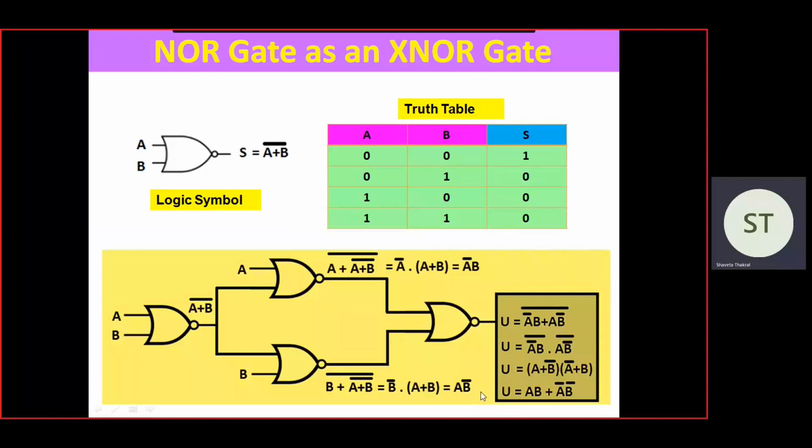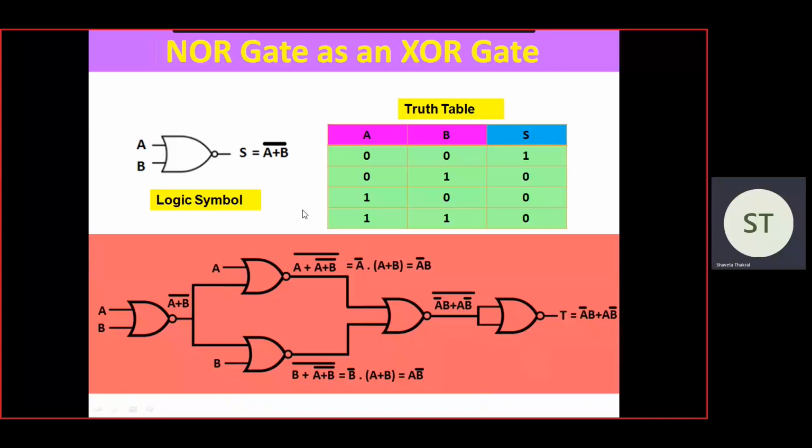If we can design the XNOR gate, then designing the XOR gate is very simple. We just have to add one more NOR gate, acting as an inverter. In the last slide, this is the circuit diagram we saw for the XNOR gate using only 4 NOR gates. With the 4 NOR gates we have designed the XNOR gate, and here we have added one more NOR gate acting as an inverter.